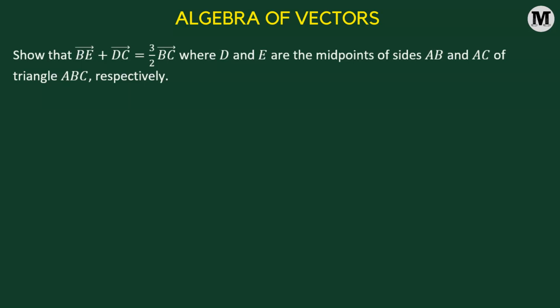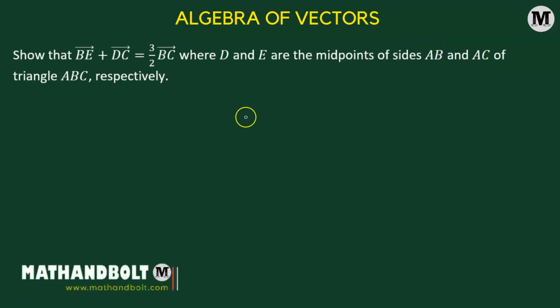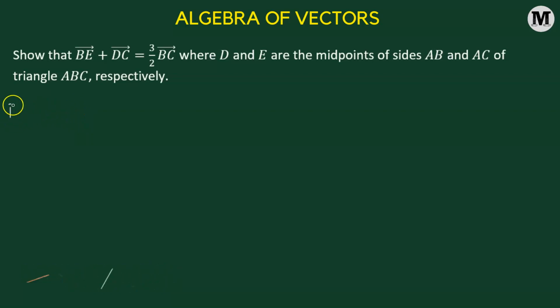So here, in this problem, we need to show that the sum of the two vectors BE and DC equals 3 over 2 times the vector BC. And it's given here that D and E are the midpoints of the sides AB and AC of the triangle ABC. Okay, let's first try to sketch the figure.